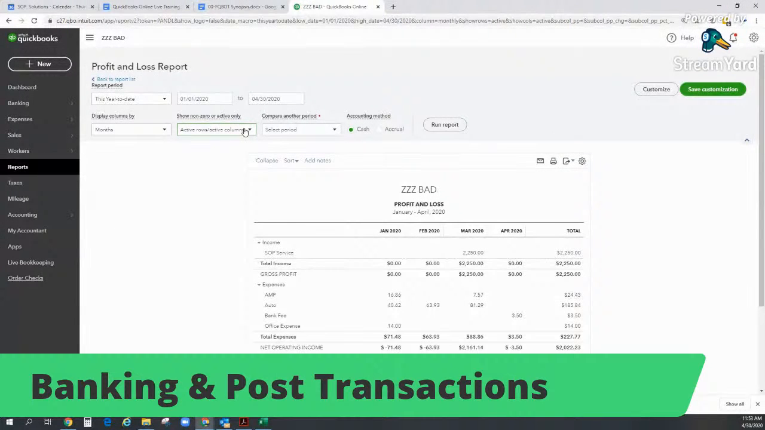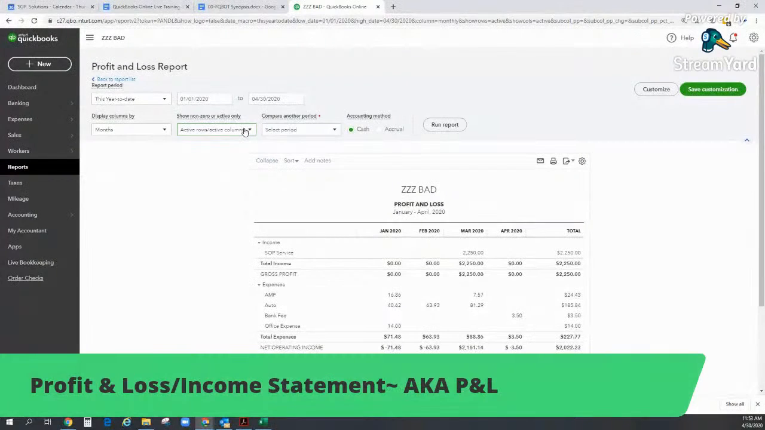Absolutely. So my profit and loss is telling me what my operations are doing. This is telling me that I collected money in March and we don't have the other ones posted. This is the money I paid in and the money I paid out.